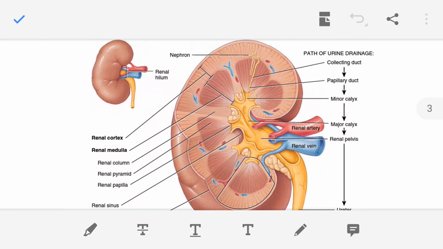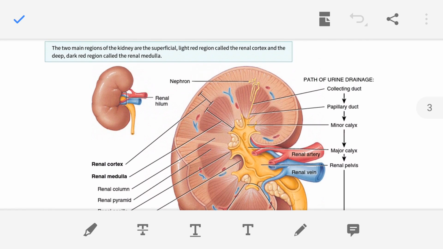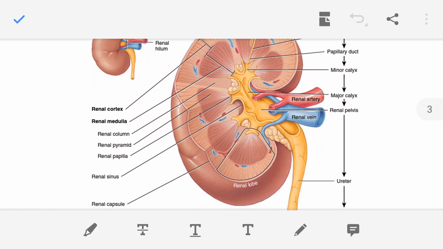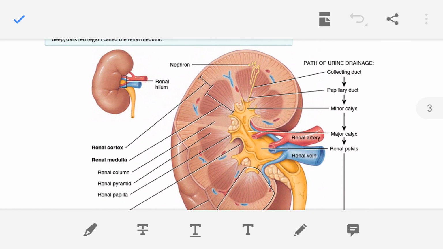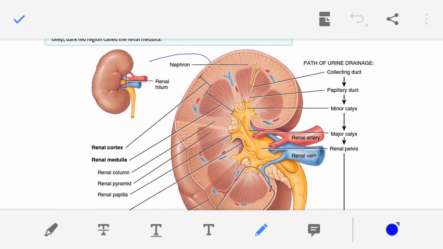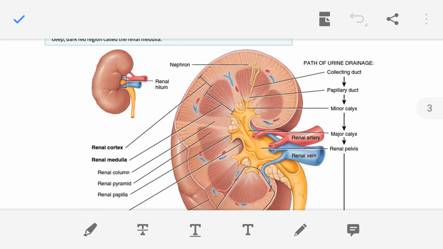Now this is the structure of kidney. Okay, and in the structure of kidney, there are lakhs of nephrons present. So these nephrons are the units which are forming the urine, and they are present in lakhs of number in each kidney. Okay, so the urine forming unit is the nephron.